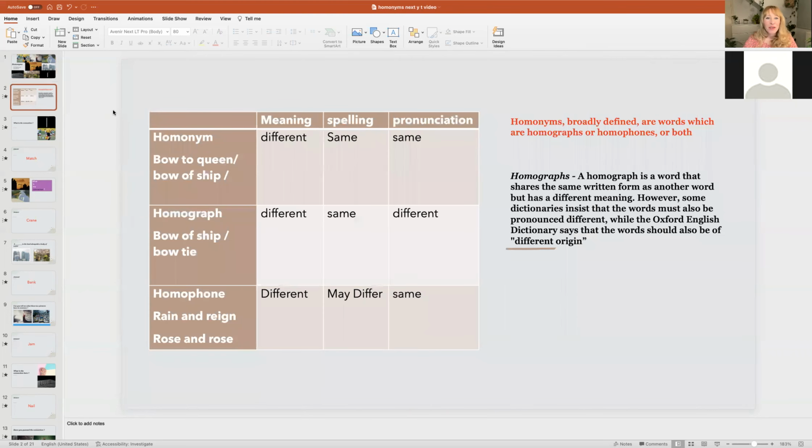So moving on to our first slide, to keep it very simple, we have 3 examples here. So the first one, under the umbrella homonym, we have bow, bow to the queen. And we also have the front part of a ship called the bow. So they have a different meaning. They have the same spelling. You can see bow and bow of ship, but they have the same pronunciation.